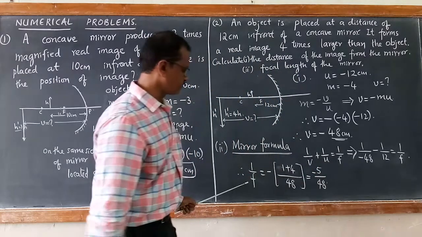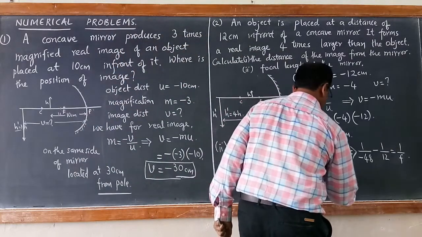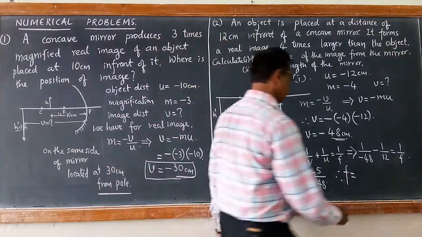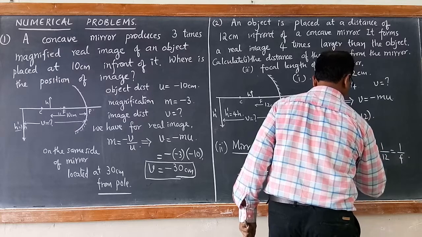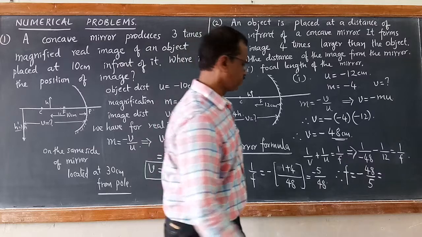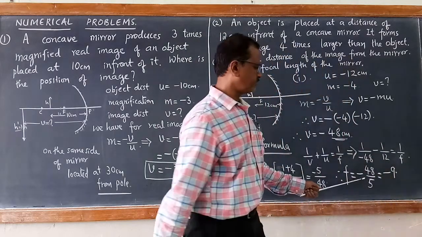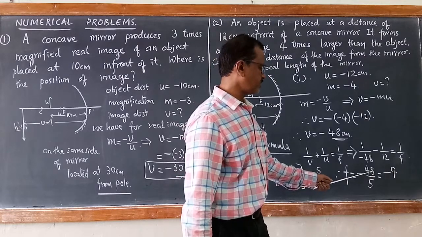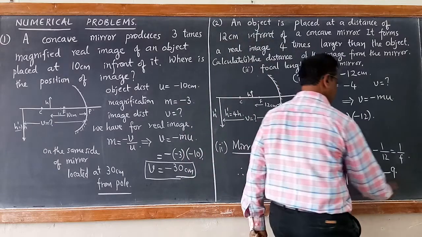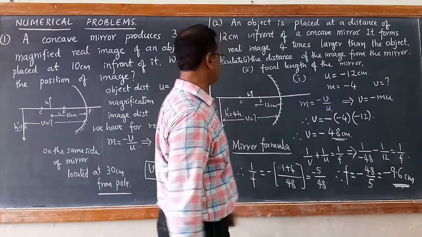But you are asked to find out focal length, not the inverse of the focal length. Therefore, focal length is equal to the inverse of minus 5 by 48. So minus 48 by 5. That gives you the result. 5 nines are 45. So 4 remains. 5 nines are 45, 3 remains, 5 sixes are 30. So it becomes minus 9.6 as the focal length.